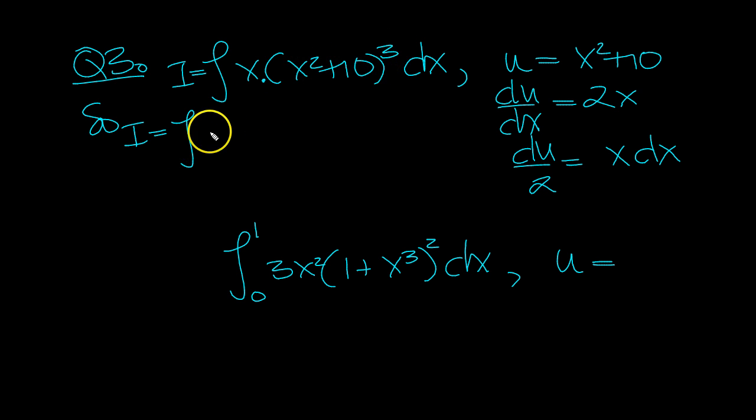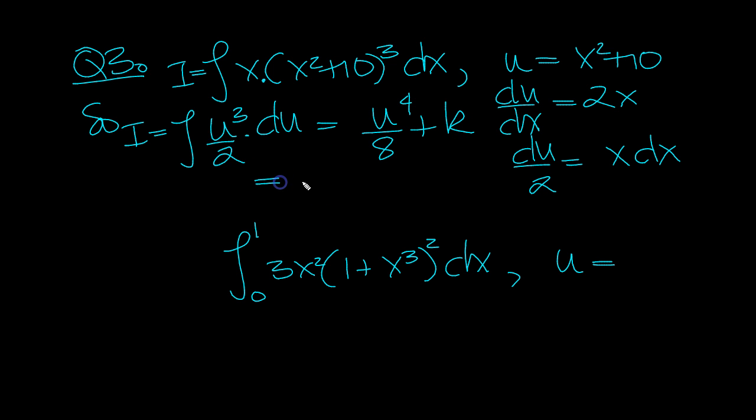So we've got u cubed times x dx, which is du over 2, which is u to the 4 over 8 (over 4, and there's a 2 there already, so it makes 8). So that's equal to u to the 4 over 8 plus k. The u was x squared plus 10.